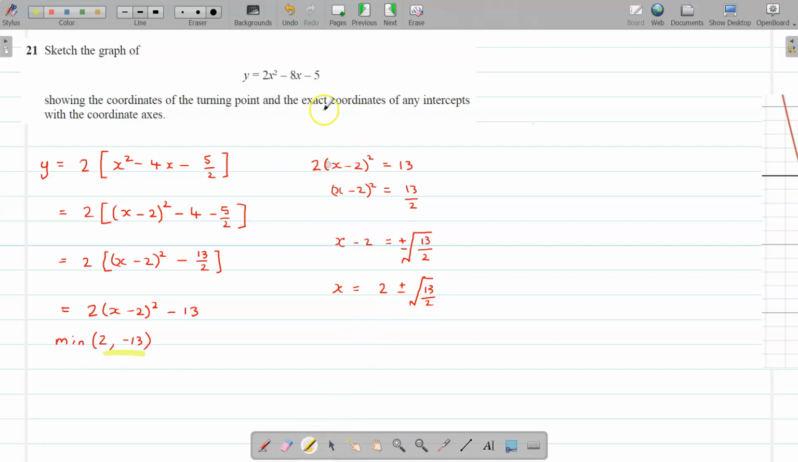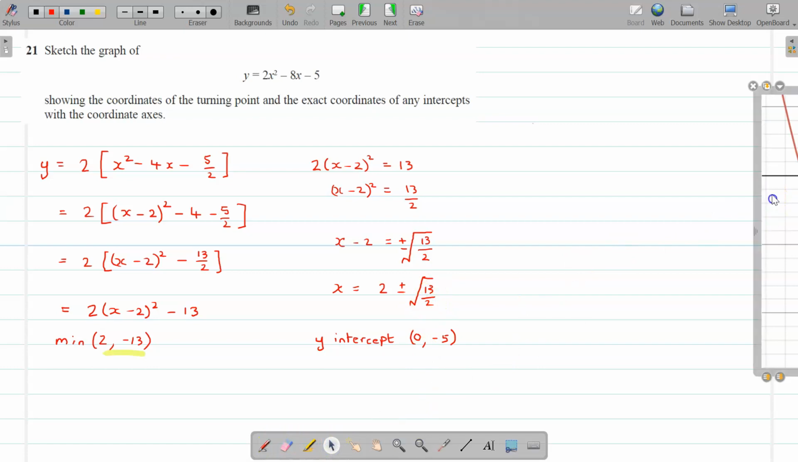And the final thing I need to know is the y-intercept, which is where the graph would cross the y-axis, and that's simply when x is 0. If we look at the original equation, that would be minus 5. So it crosses the y-axis at (0, negative 5). So I've got a sketch of a graph with a minimum point at (2, negative 13), crossing the y-axis at (0, negative 5), and these two values of x, 2 plus root 13 over 2 and 2 minus root 13 over 2, are where it crosses the axis.